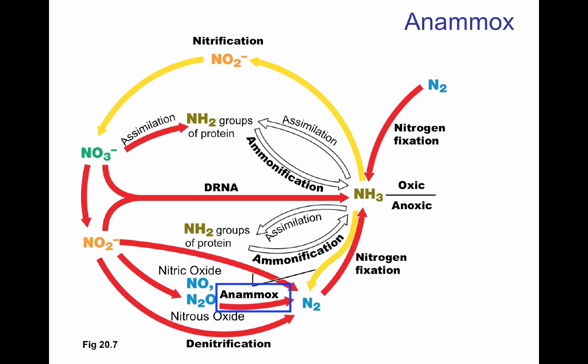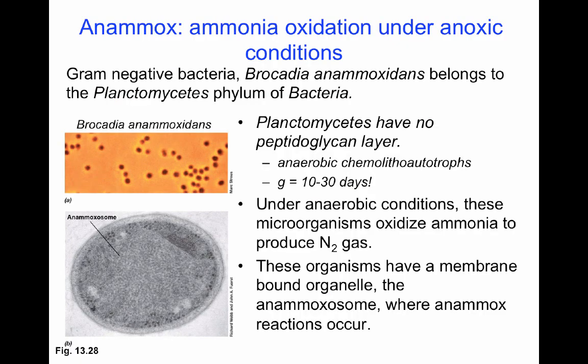The Anammox reaction is shown here in the blue box. It is a reaction that happens anaerobically, so in the absence of oxygen, and it's going to take some of the nitrate in order to convert it into nitrogen gas. So the Anammox reaction is going to help with the oxidation of ammonia under anoxic conditions.